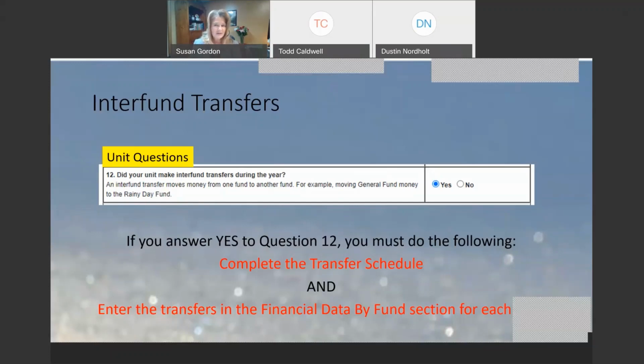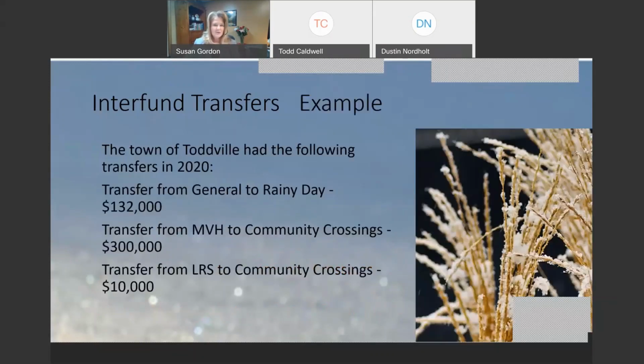So because I've answered yes, I have two different things to do. I have to complete the transfer schedule that's going to show up in the schedules section. And I also have to enter those transfers in the financial data by fund section for each fund. So we're just going to go through an example here. The town of Toddville had the following transfers in 2020. We had a transfer from general to rainy day of $132,000. We had a transfer from MVH to community crossings of $300,000. And we had a transfer from LRS to community crossings of $10,000.